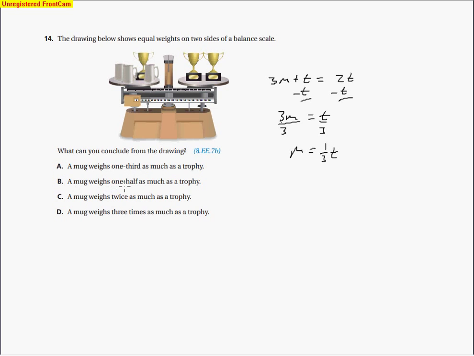A mug weighs 1/2? Nope, not that one. A mug weighs twice as much? Nope. A mug weighs 3 times as much? No, it's 1/3. So those are the problems that you'll see on the chapter 2 or chapter 1 section of the final exam. Good luck.